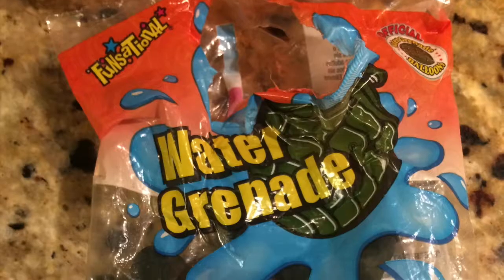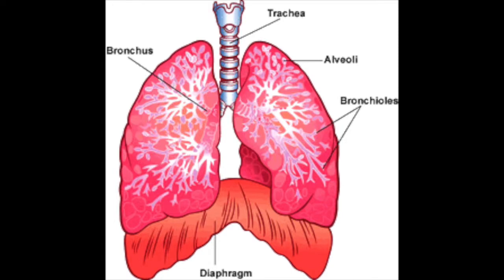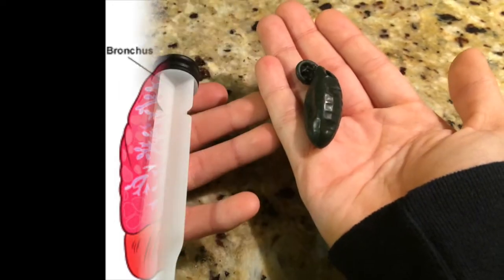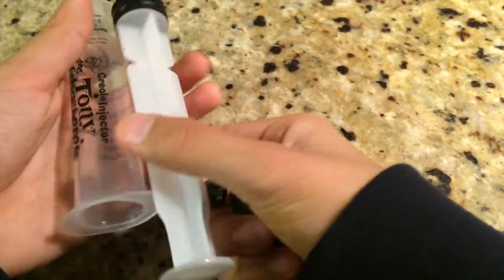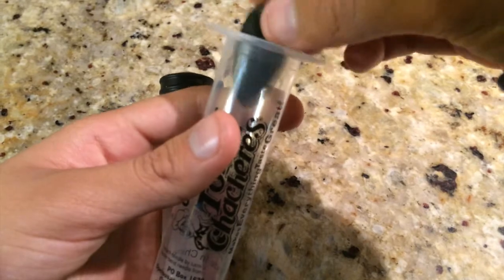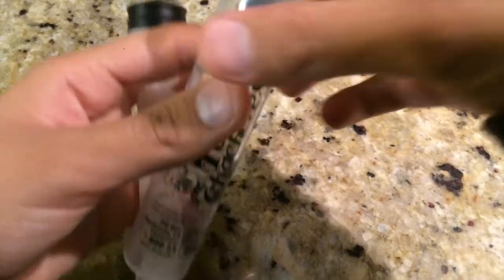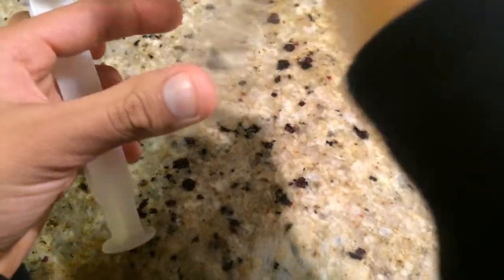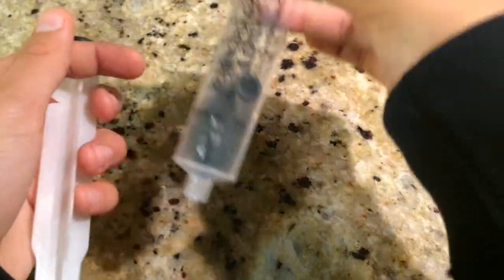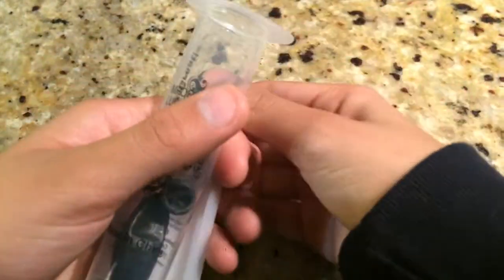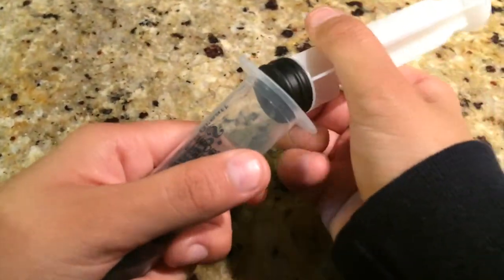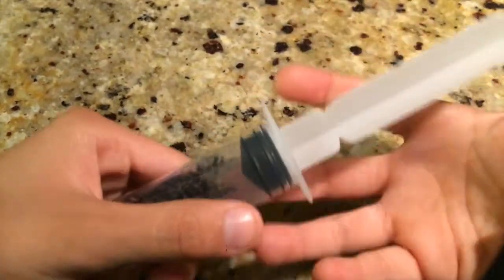For this experiment, you'll need a syringe, water balloons, and your lungs to blow up these water balloons. Before you start, make sure that you have disconnected the plunger from the actual syringe before inserting the balloon into the syringe container. Now place your plunger into the highest point of your syringe.